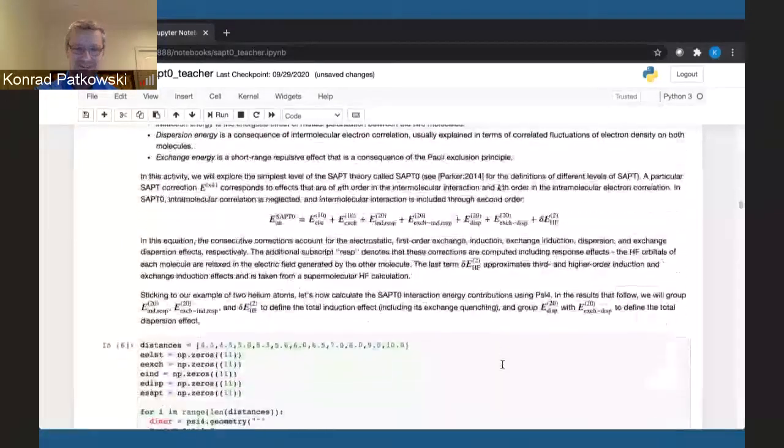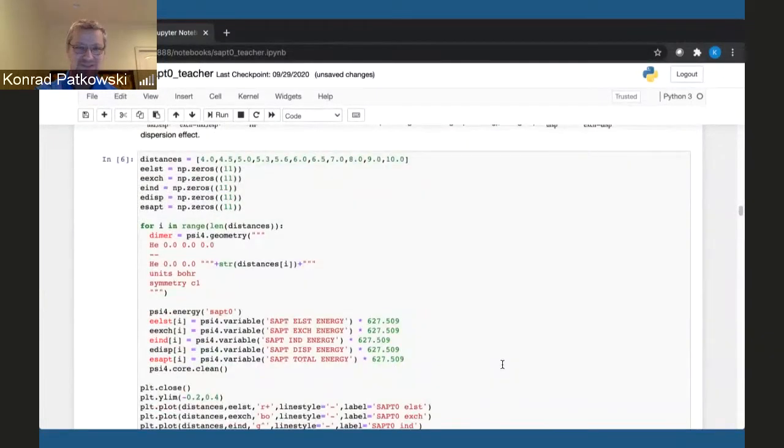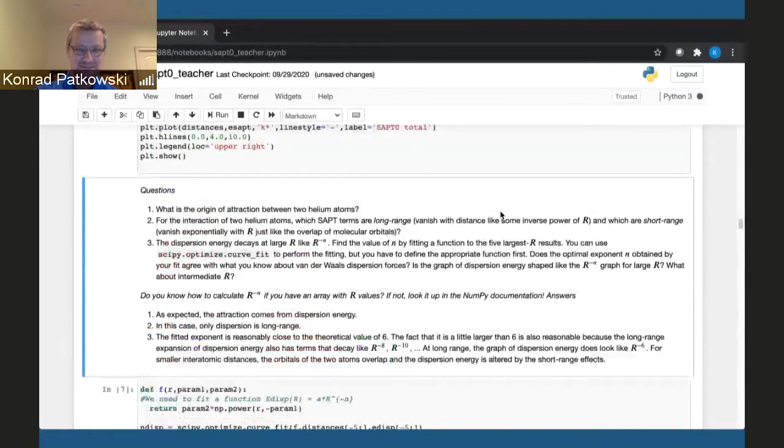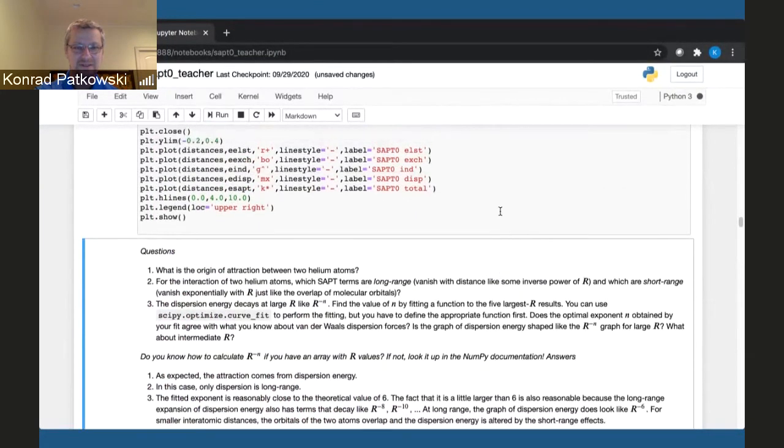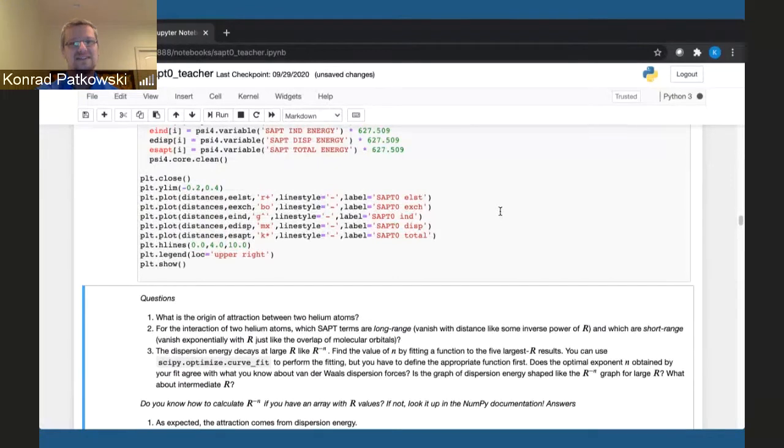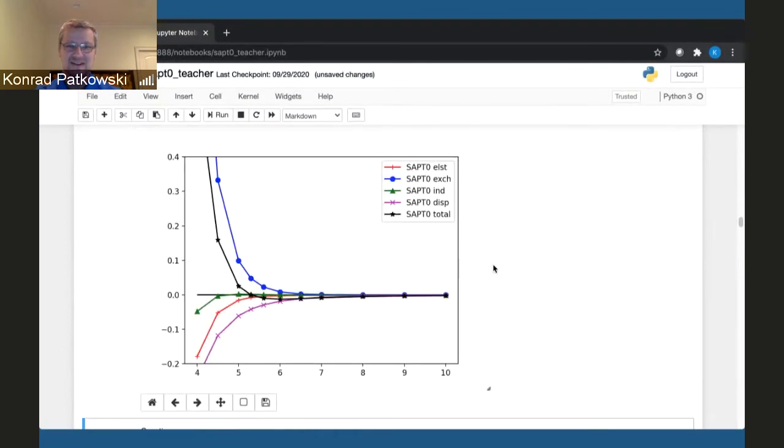And there's a little introduction. There's just SAPT0, of course, the simplest possible level. We're going to run the same curve and get a graph with all of the SAPT contributions, and we want to be able to distinguish, to understand what these are, what's electrostatics, what's induction, dispersion, and exchange, and how they compare to the total energy.